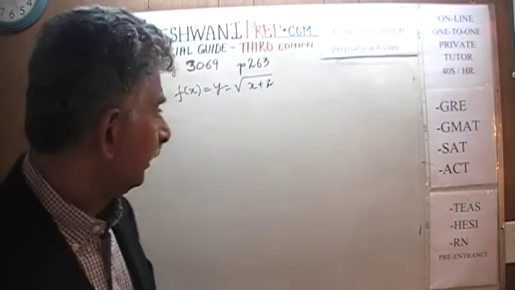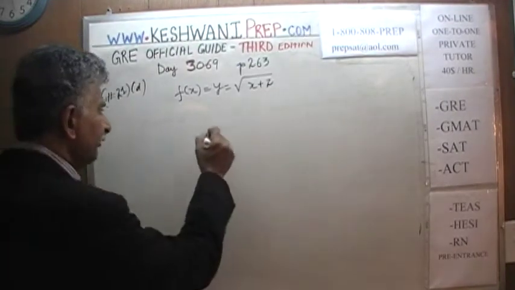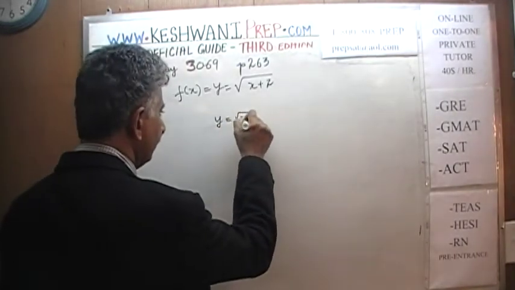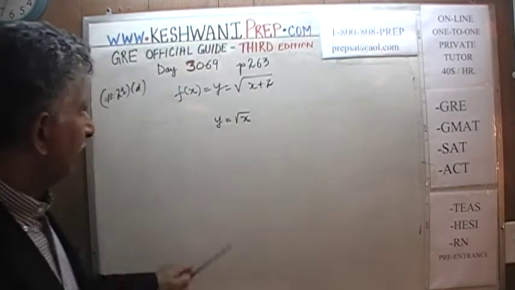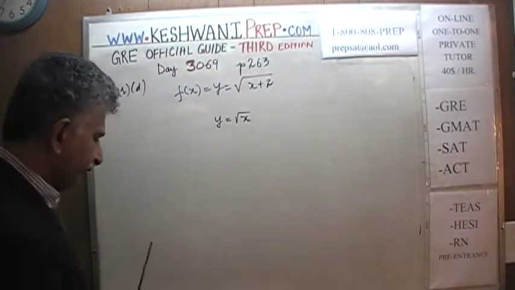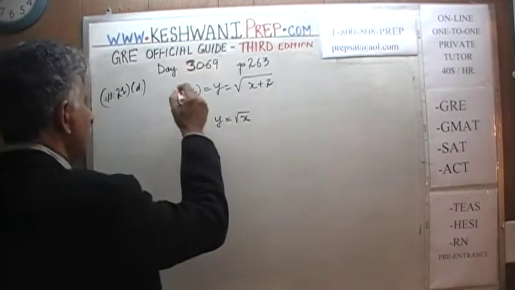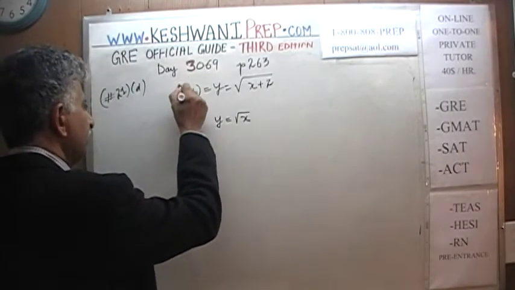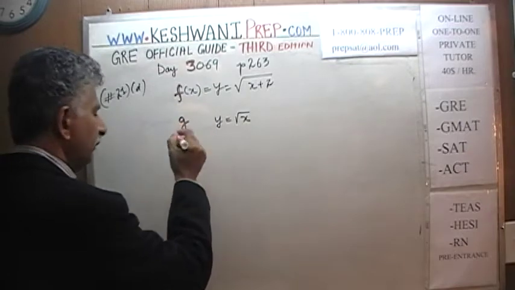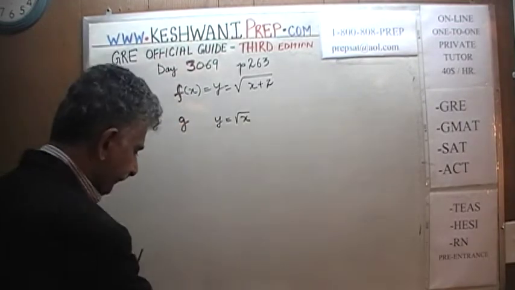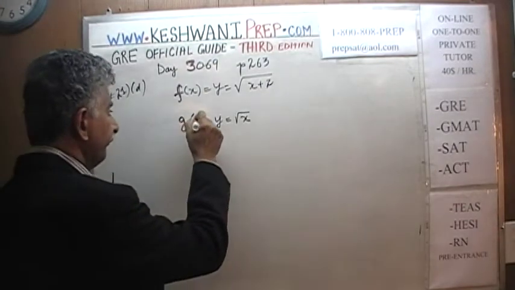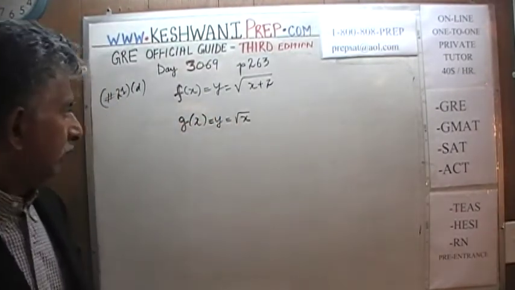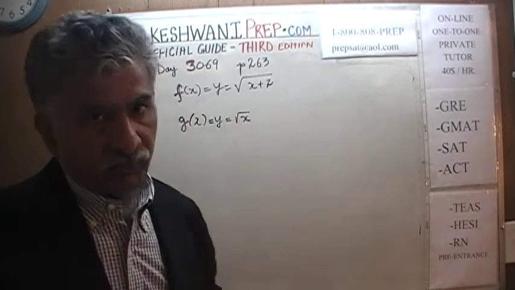Let's begin, shall we? Let's start with something simpler. Let's start with y equal to root of x. If we call this function f of x, if the name of this relationship is f, then we're going to have to call this one by a different name. Let's call it g. G is the name of the relationship, you understand? That's what it is, g of x. Y equals root of x.